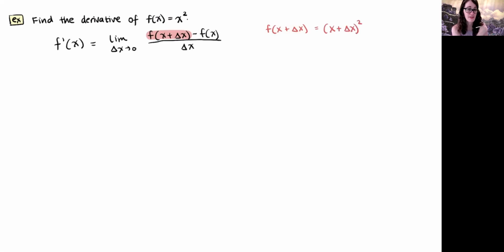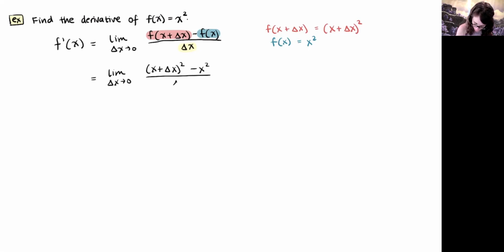Then f of x, that's just x squared. That's nothing that's hard to find. F of x, that's just the function itself. And the delta x just stays in there. So let's put in what we've got here. We've got the limit as delta x approaches 0. We've got x plus delta x squared. That's the f of x plus delta x. Then we've got minus x squared. And then that's all over delta x.